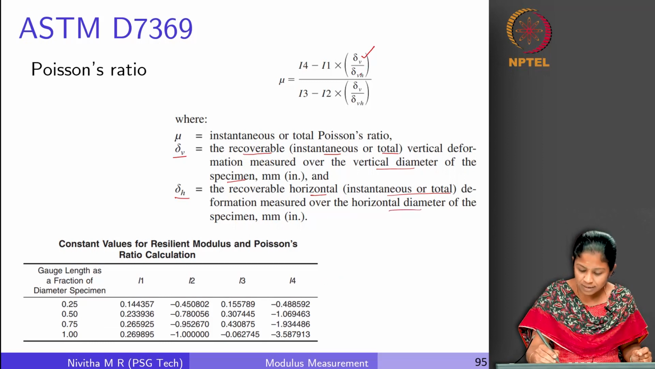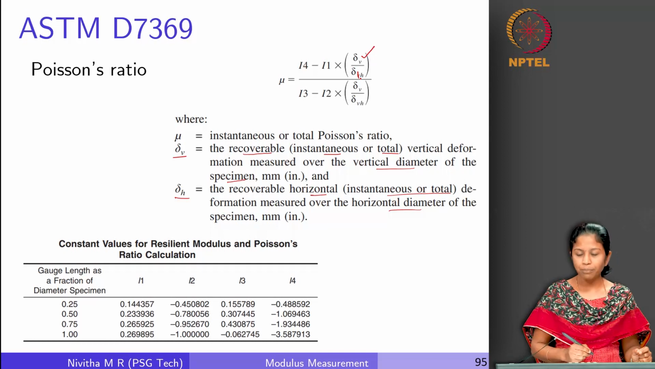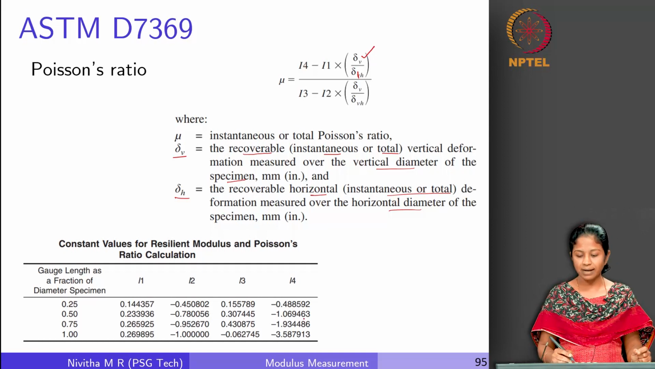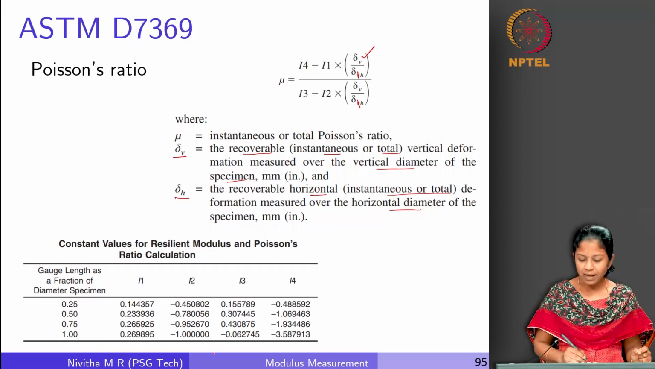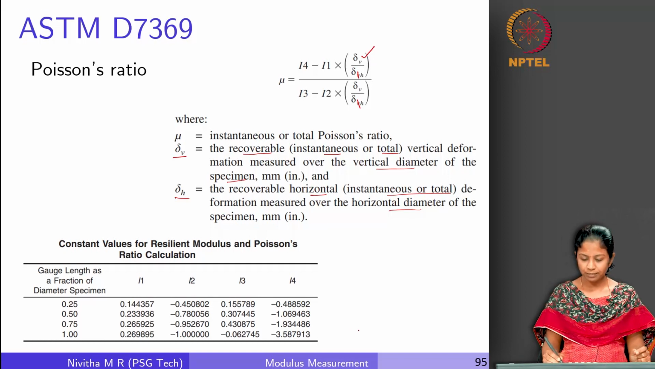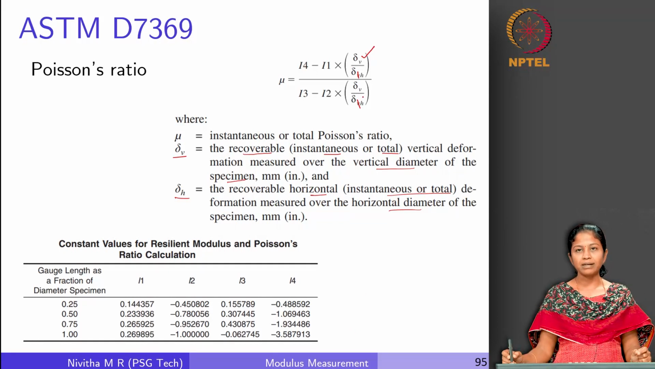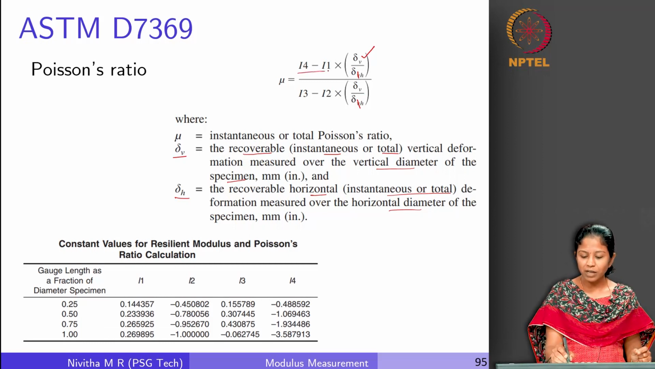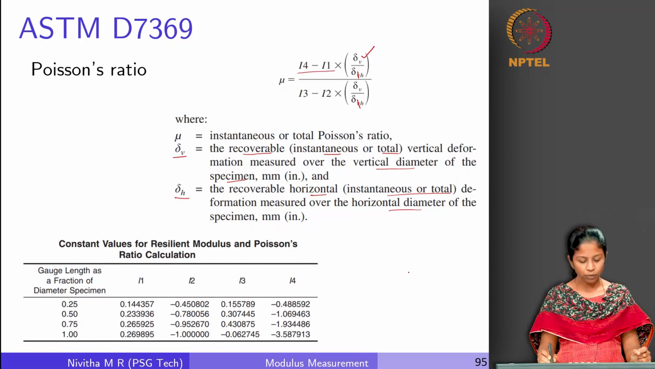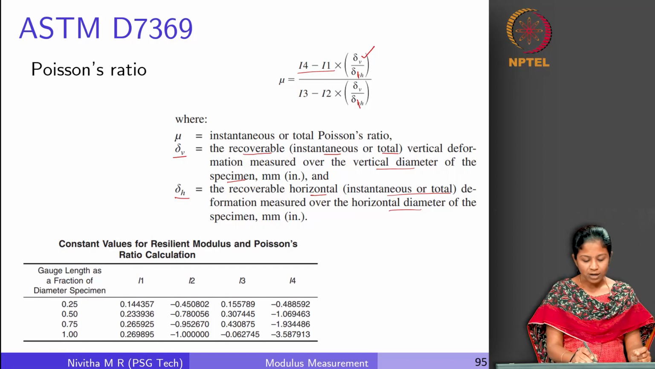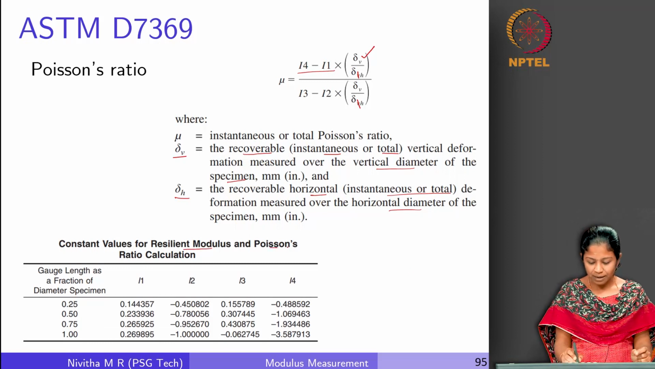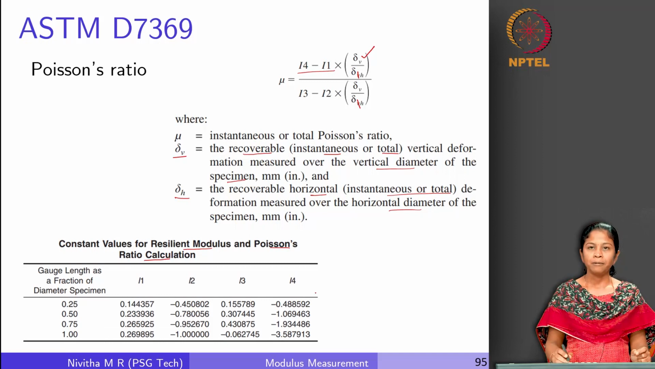If you look at this, there is a small typo in the equation given in 7396. This should be delta V and it should be delta H. So these are the deformation values that we will be using. Now what are these values, I1, I2, I3 and I4? These values are constant for resilient modulus and Poisson's ratio calculation.